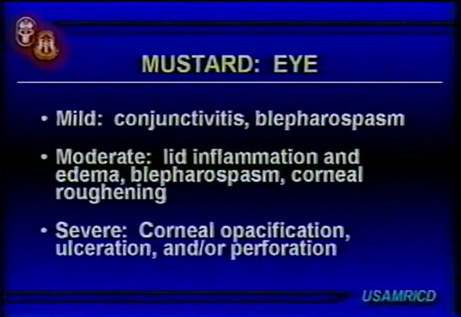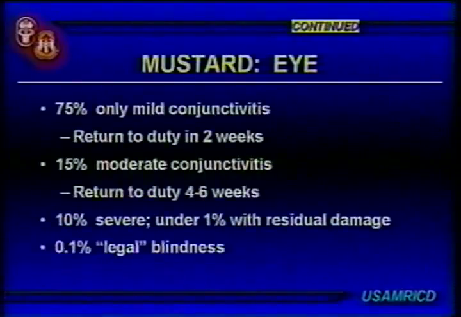The eye injury: the mild conjunctivitis, there's an intermediate, which is more severe, takes longer to heal, with edema and even roughening of the cornea, swelling, and a blepharospasm. And then there's a severe category that can be so bad there's even perforation of the globe, and it could even qualify for legal blindness. The breakdown on this is 75% of them had the mild conjunctivitis, 2 weeks, and they could be back to duty. And they required little or no therapy. They just needed a lot of TLC.